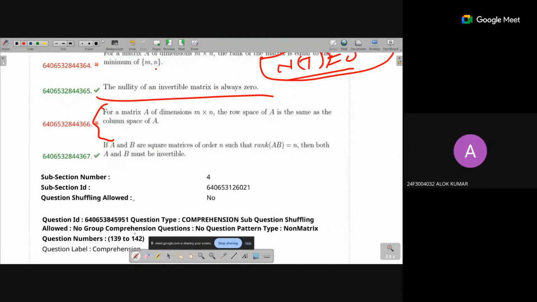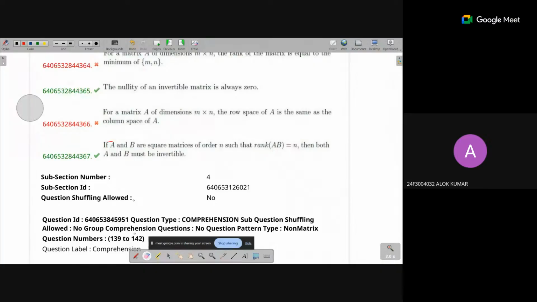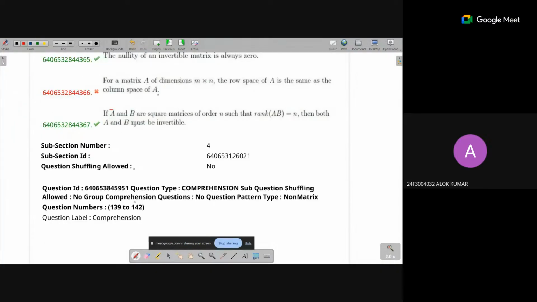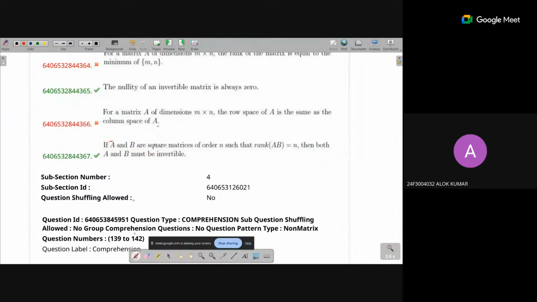So I hope you get it. If the question asks whether the dimensions of the row space and column space are equal, then yes, it's correct. The dimension is equal. Okay, get this point? Yes, sir, got this point.